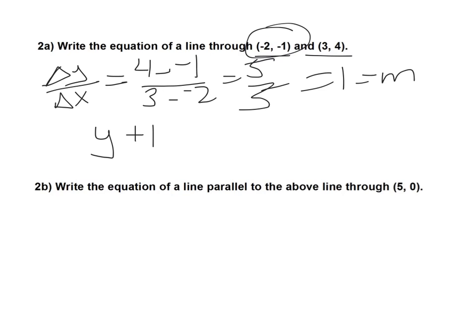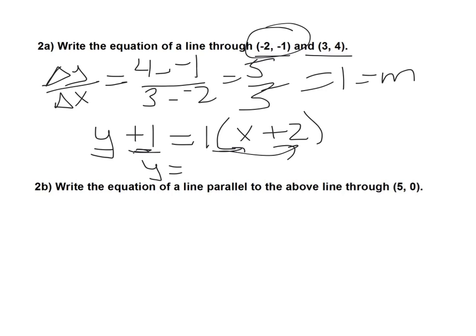So y minus y1 equals m times x minus x1, and since it's minus a minus for both of them, it's a positive. Now, I'm going to simplify this. If I distribute the 1, that's the same. So I'm going to subtract this 1 over here from both sides.